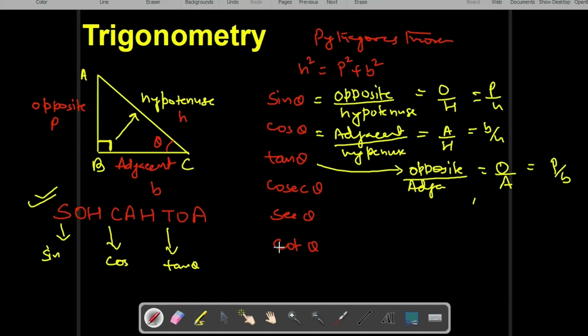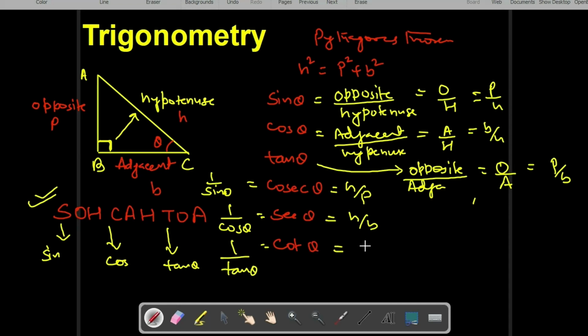Now cosec, sec, and cot. Cosec is the reciprocal of sine theta. Whatever sine theta you got, sine theta is opposite upon hypotenuse, that means P upon H, so you can write H upon P. That will be our cosec theta. And sec theta will be the reciprocal of cos theta, that means we can write H upon B. And cot theta is the reciprocal of tan theta, so we can write 1 upon tan theta, which is B upon P.